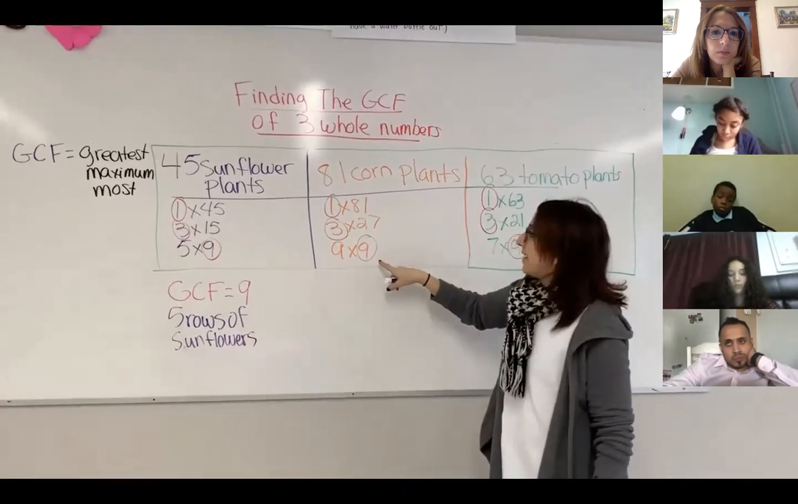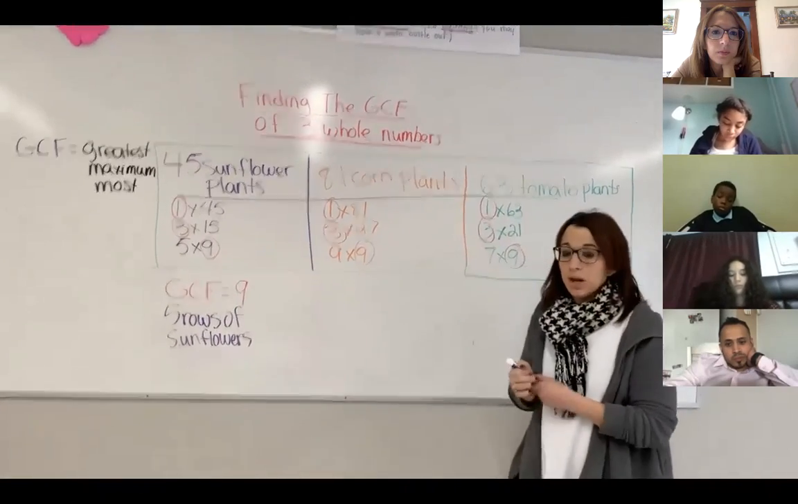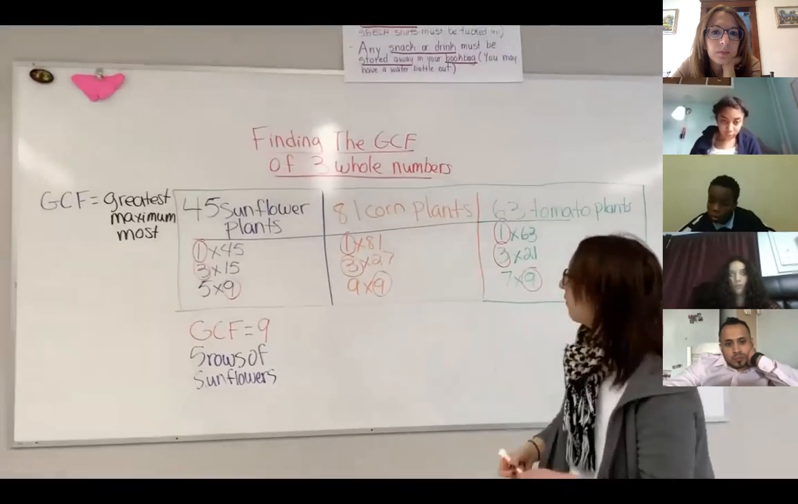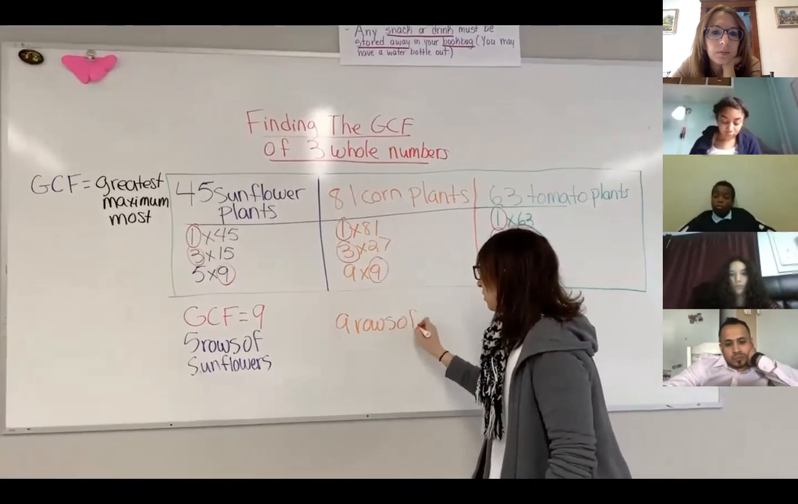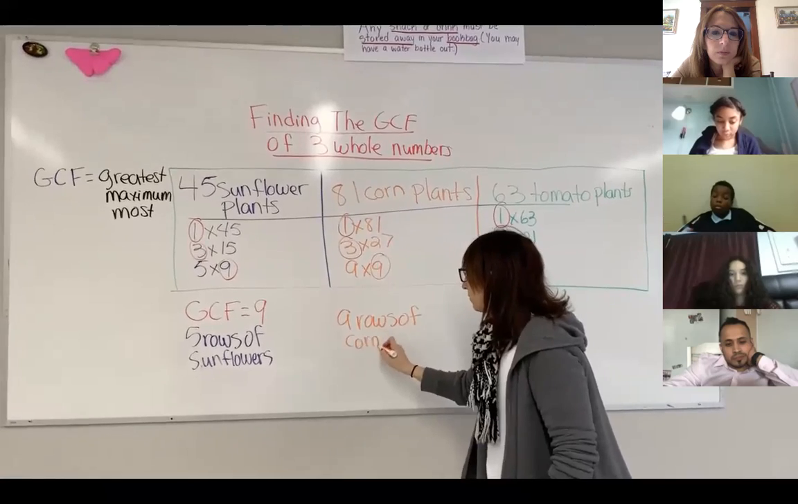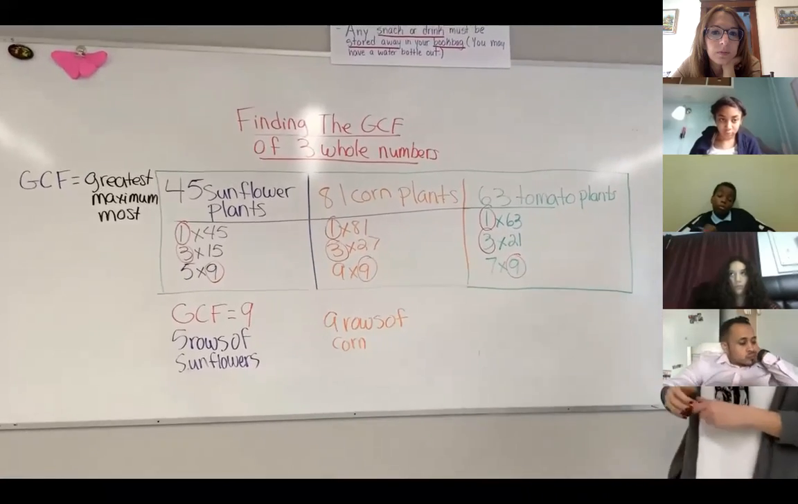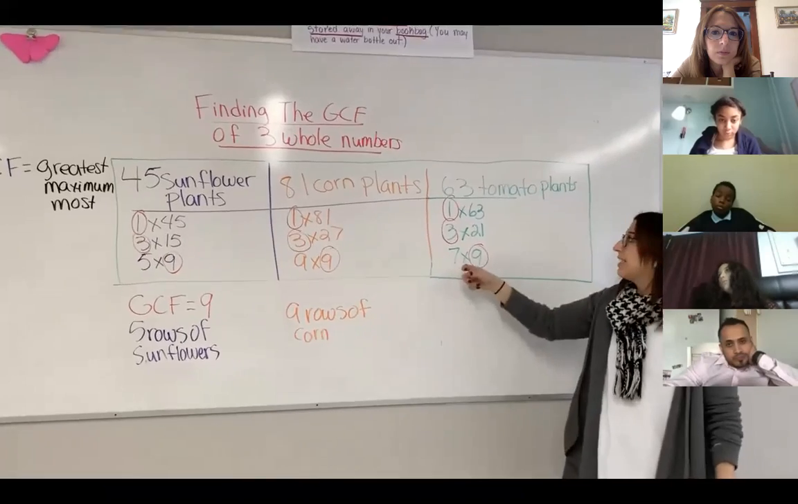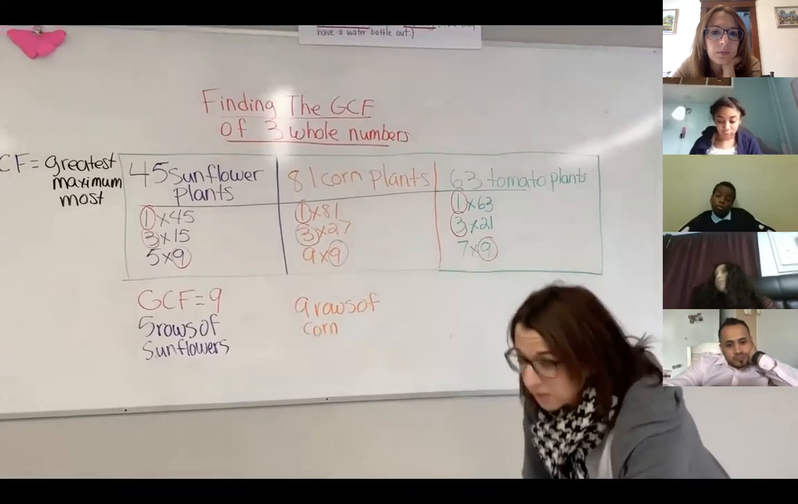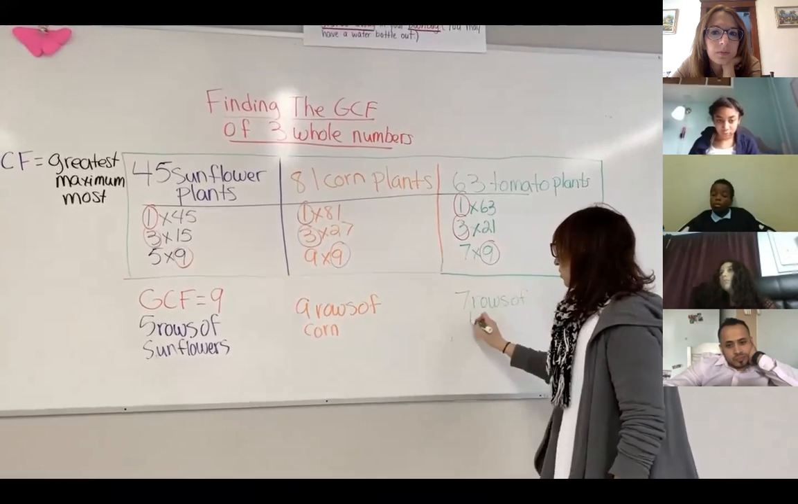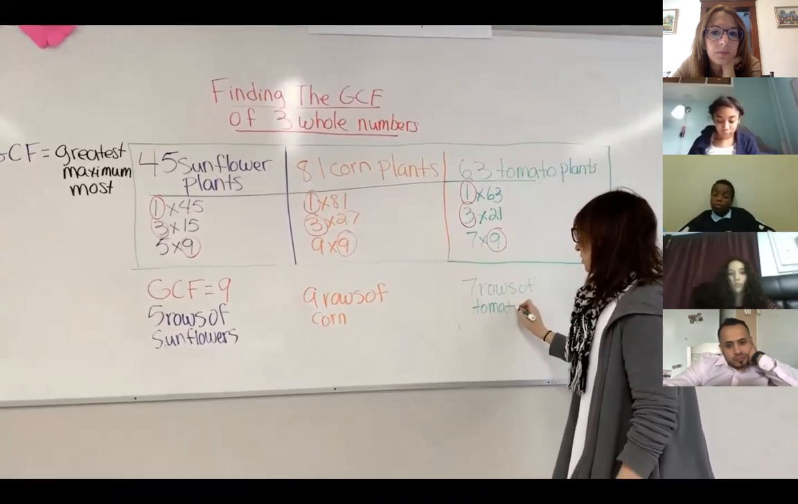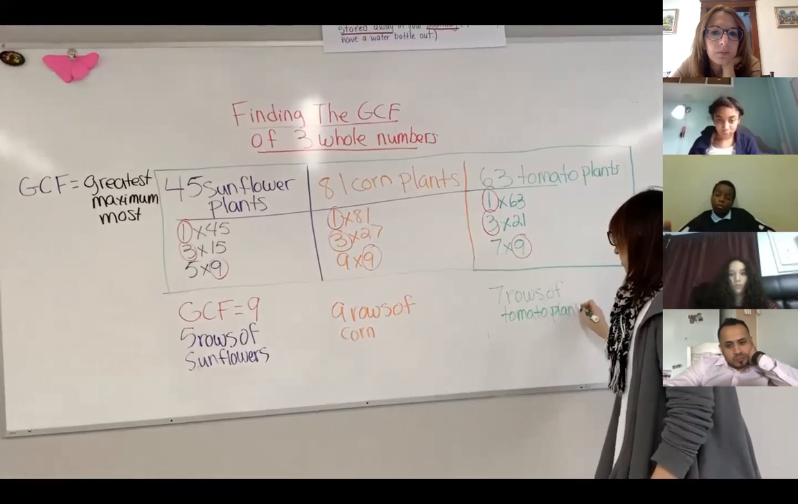If I'm at 9 and I need to get to 81, I'm going to need 9 rows of corn plants. Write that in orange. And if my GCF is 9 and I need to get to 63, I'm going to need 7 rows of tomato plants. And there you have it.